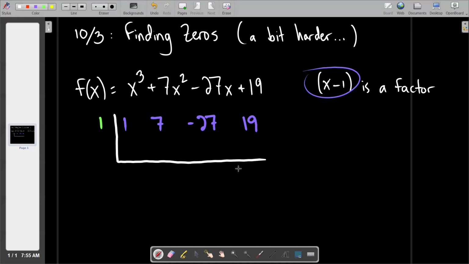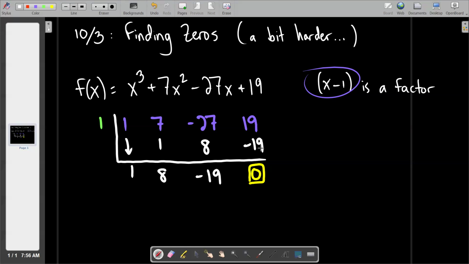And what we're expecting is, of course, again, a 0. If that is not true, then I just wrote a bad problem. So we're expecting that. If it's a factor, by definition, that is what will happen. So step 1, drop the 1, let her rip. Here we go. So 1 times 1 is 1. 7 plus 1 is 8. 1 times 8 is 8. Negative 27 plus 8 is negative 19. And 1 times negative 19 is negative 19, which when we add them together gives us, as predicted, the 0.